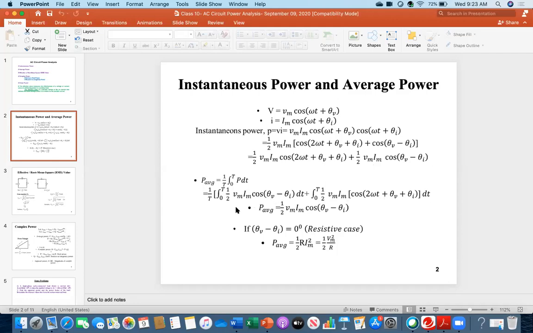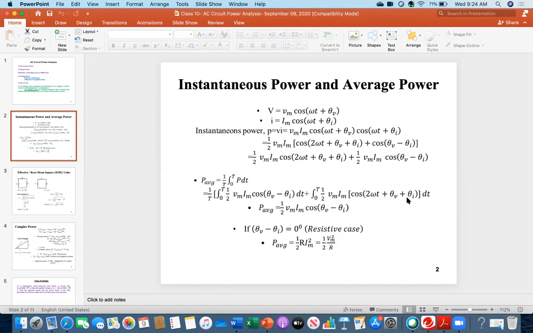You see what I did here: I first wrote down this term. Did you notice that this term does not have any time component? Time is involved here, 2 omega t is here. This is a cosine function, but at least this term does not have any time function. So this will be just a number. If you know the angle difference, theta v minus theta i, it will give just a number. That's why I first wrote down this term inside the integration, so you see that term dt, then plus again this term.